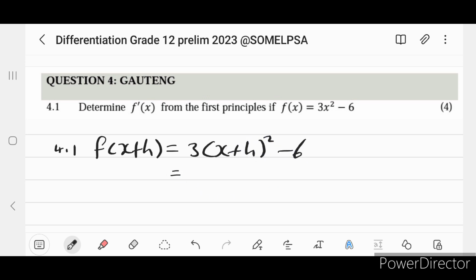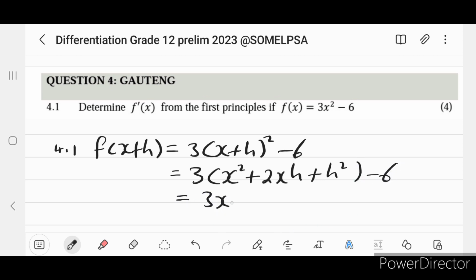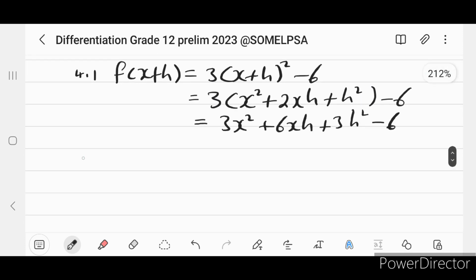I'm telling you, if you watch all the 4 videos, there's no way this section will be a problem to you. 3(x squared plus 2xh plus h squared) minus 6. So 3x squared plus 6xh plus 3h squared minus 6. So that is our f of x plus h.